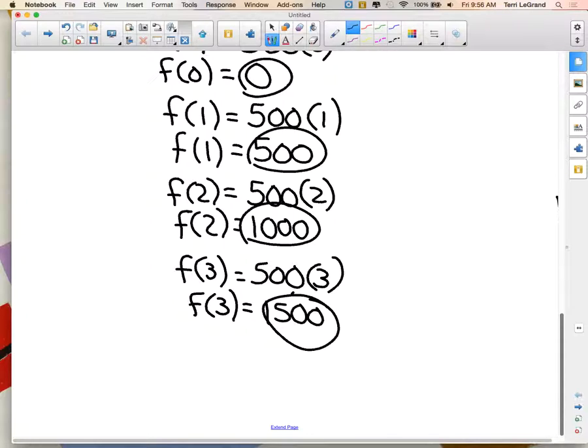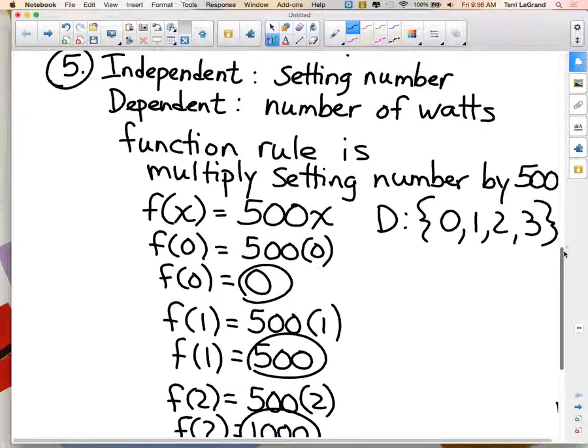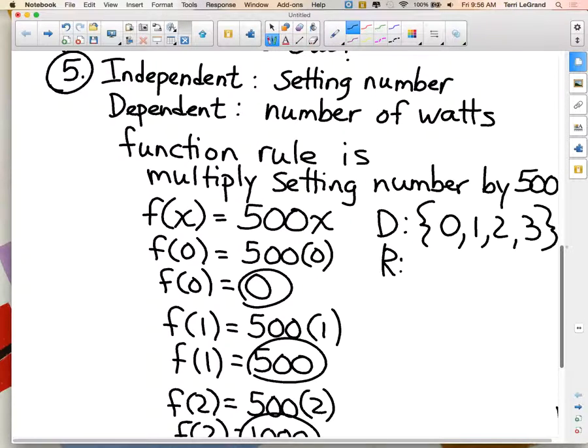So now we'll go up and finish what we have to. What was the other part of the question? We've already given the reasonable domain, we have to give the reasonable range. What's the reasonable range? Range is 0, 500, 1,000, 1,500. Any more? And this truly is a function, in that each domain value has exactly one range value.